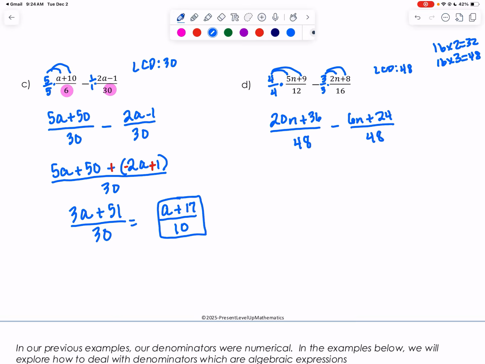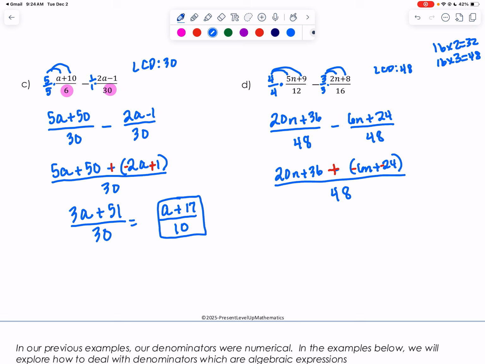So again, we have a subtraction problem here, and we need to be very careful. So this is going to be 20n plus 36 minus the quantity 6n plus 24. We can't just subtract 6n. We have to subtract the 6n and the 24. And all of that's going to be over 48. So just like the last problem, please remind yourself that subtraction is the same thing as addition of the opposite. So I'm going to change this to an addition problem and change these to the opposite.